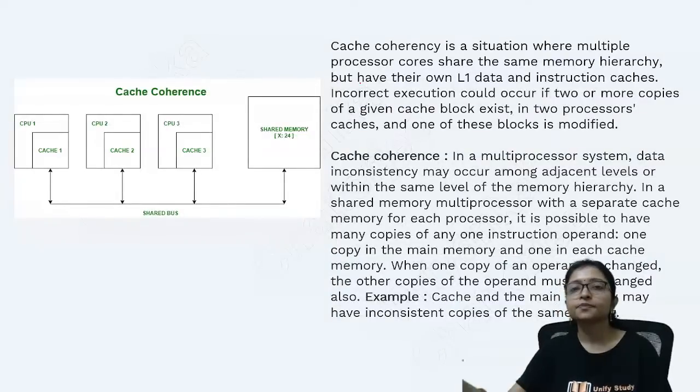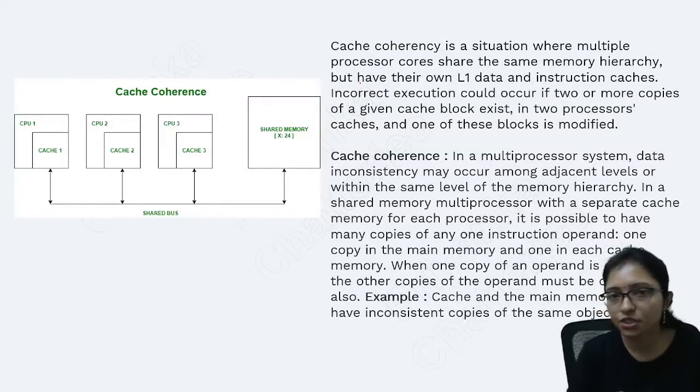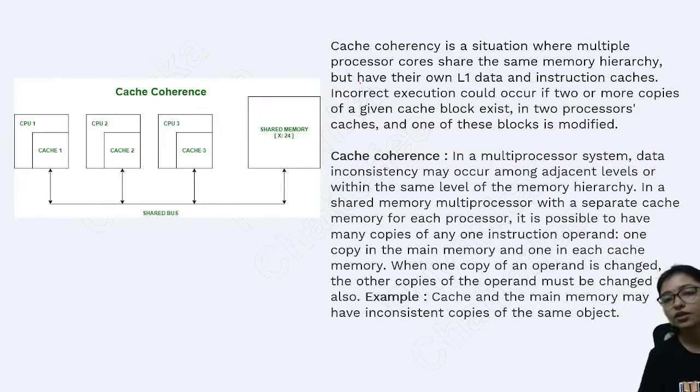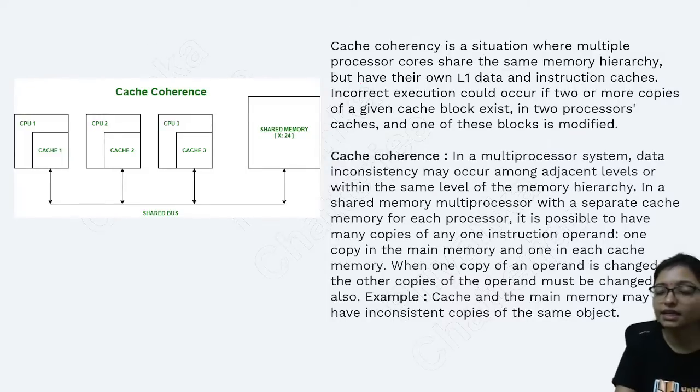What is cache coherence? Cache coherency is a situation where multiple processor cores share the same memory hierarchy. Actually, the same memory everyone is sharing, but they have their own L1 data cache. I am copying from the same location, but everyone has their own cache. So what is the problem? In a multiprocessor system, data inconsistency may occur among the adjacent levels or within the same level of the memory hierarchy in the shared memory processor. Because maybe I have updated in the L1 cache, and that is not updated in another cache.